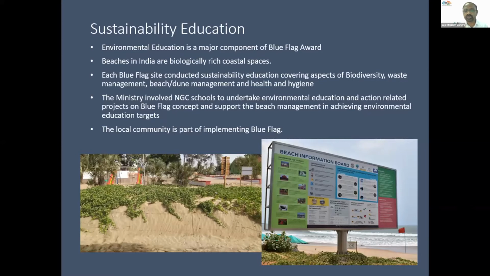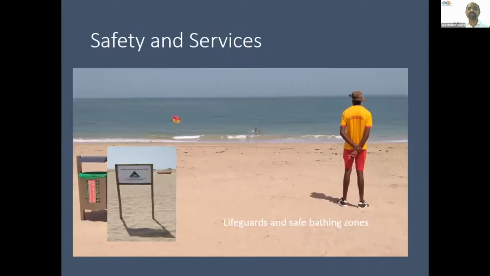So the students used to come to the beaches and do projects on issues related to waste management, biodiversity conservation, and also tourist behavior. This education has become more of a formal education, where the schools are part of learning from the Blue Flag experiences. But of course the local community is important, and the community was also part of the education and awareness programs that we used to run.